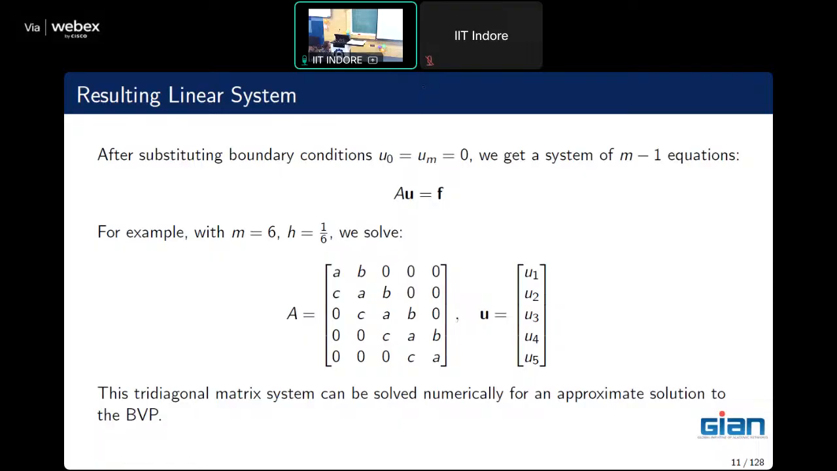Now the question is, if the matrix size is more than 6, say, for example, a 10,000 by 10,000 matrix equation, then solving such an equation is difficult. Okay. So this tridiagonal matrix system can be solved numerically for an approximate solution to the boundary value problem. So now the question is, if you have a differential equation and when you discretize it and apply the difference scheme, finally you will be getting the matrix equation. And this matrix equation depends on the problem. Okay, it can be of bigger size and it can be of smaller size.